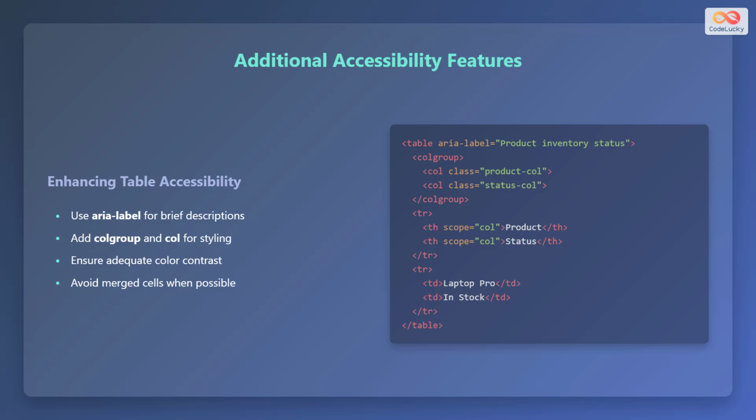The table uses aria-label for a brief description, colgroup and col for styling, and ensures each cell has adequate color contrast, enhancing both accessibility and visual clarity.